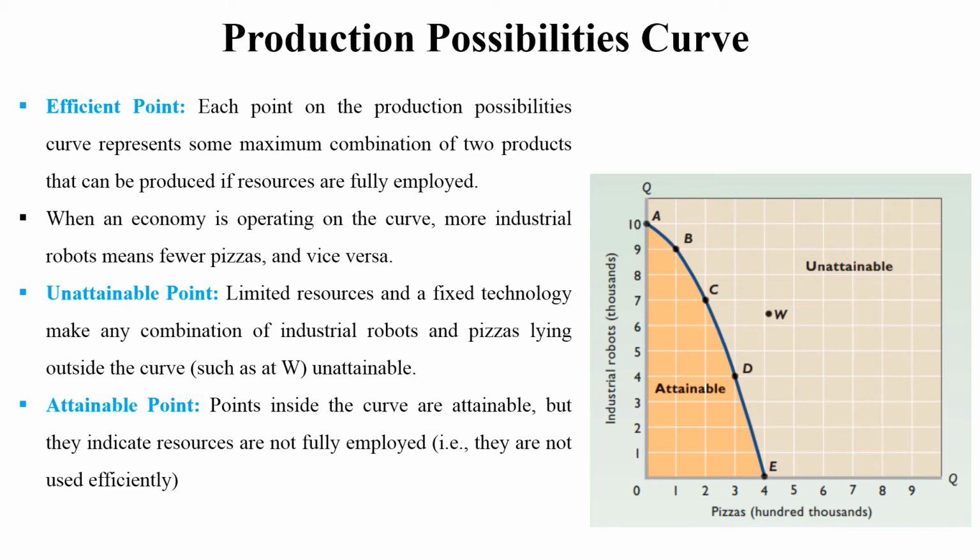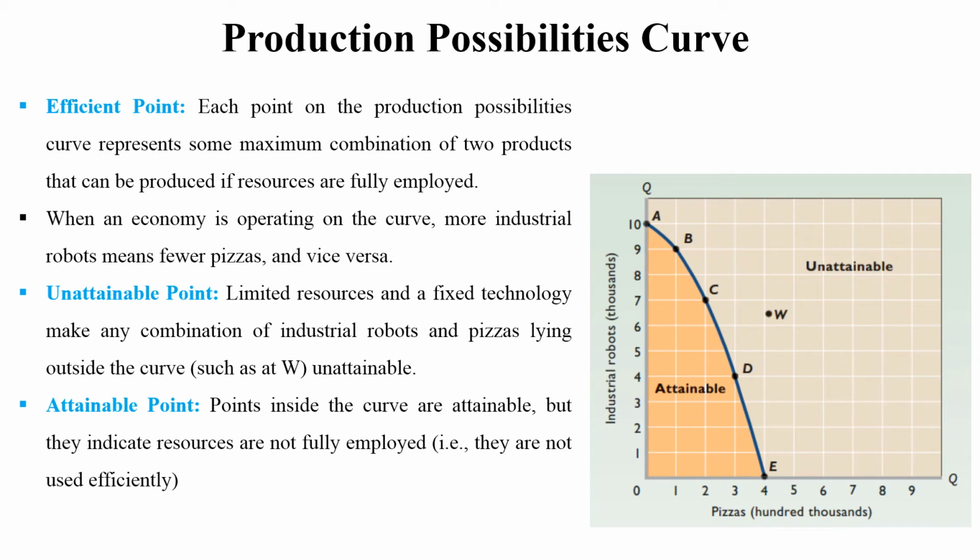The points that are beyond or above the PPC are unattainable points. It represents that we do not have the resources and the technology. By using this technology we cannot achieve these points. So what are unattainable points? Limited resources and a fixed technology make any combination of industrial goods or consumer goods outside the curve unattainable.